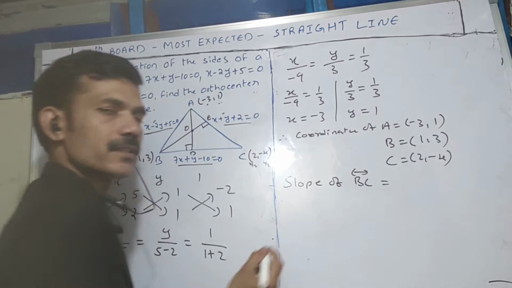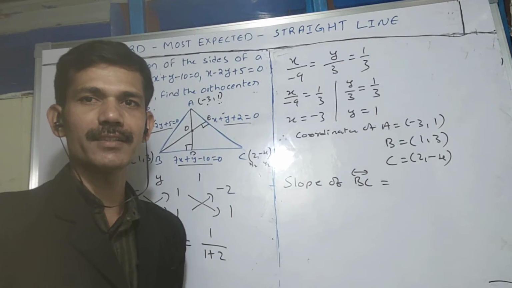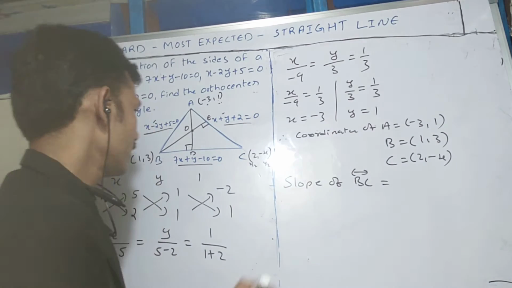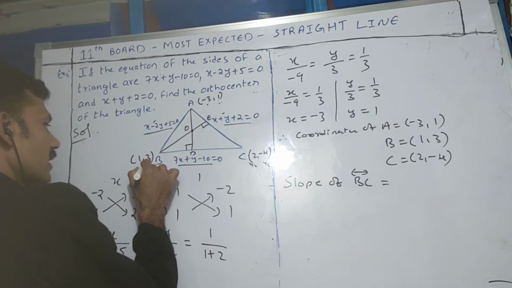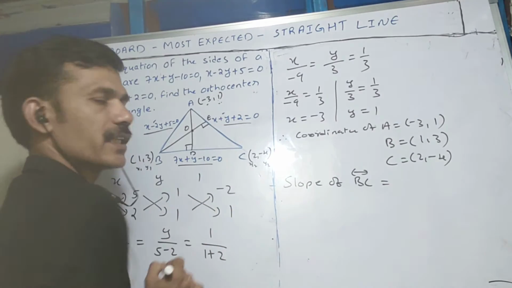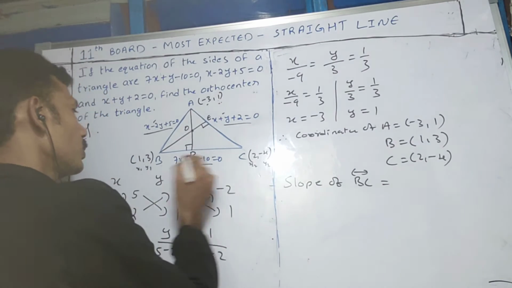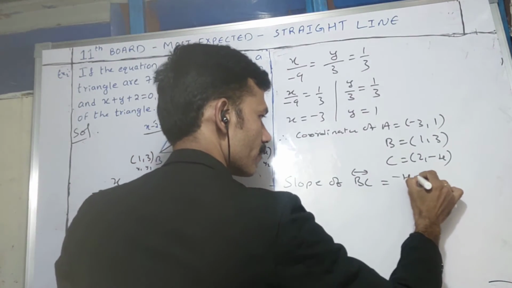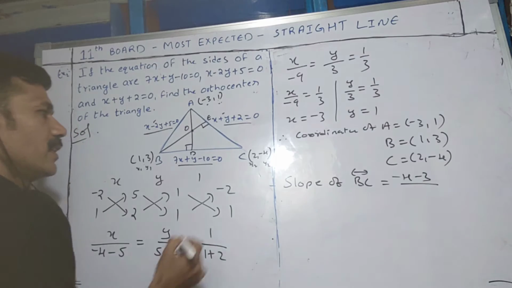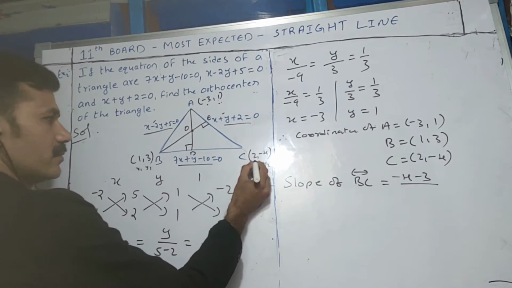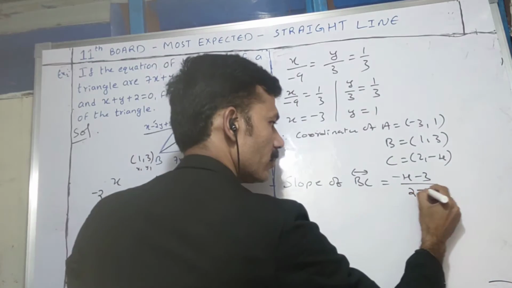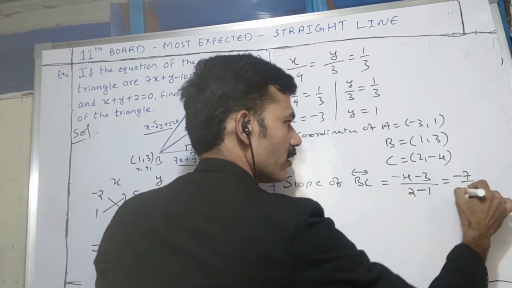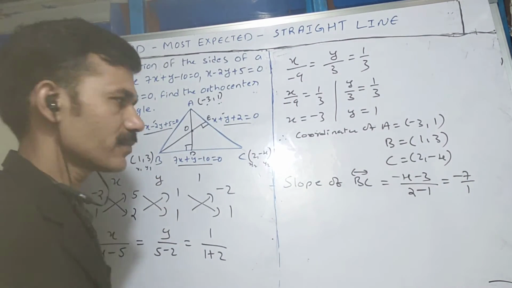Okay, and vertices are known, how will we find it? Yes, it is y2 minus y1 by x2 minus x1. Here we can take this as x1, y1. Here we can take this as x2, y2. y2 minus y1, minus 4 minus 3, upon x2 minus x1, 2 minus 1. So here its slope is minus 7 upon 1, minus 7 it is.